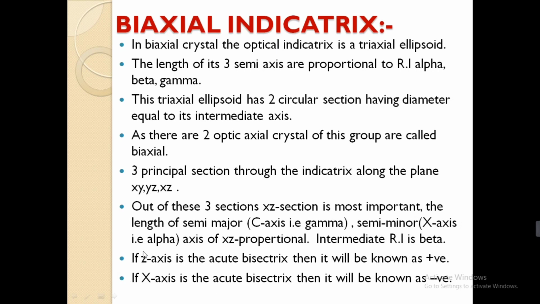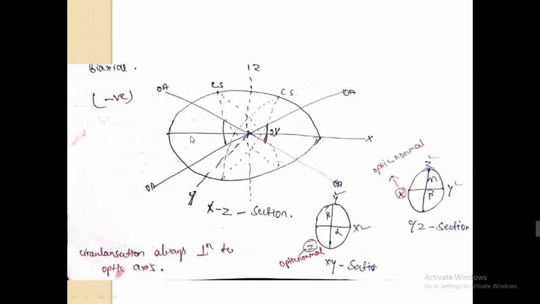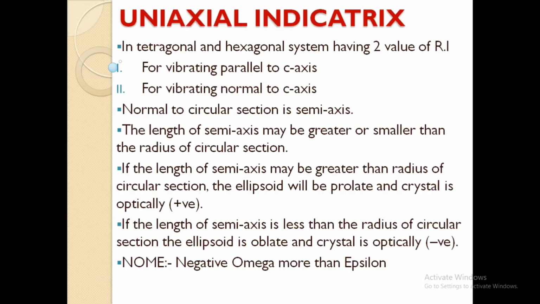Now the important part: if the z-axis is the acute bisectrix, then it is known as a positive crystal. If the x-axis is the acute bisectrix, then it is known as a negative crystal. So in this case, this is the z-axis direction and this is the 2V angle. Here the z-axis is the acute bisectrix, so the mineral is positive in nature. Similarly, in another case, this is the x-axis direction and this is the z-axis direction. Here the 2V angle is acute with respect to the x-axis, so the mineral is negative in nature.